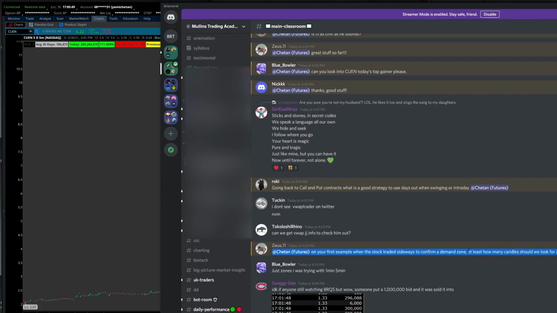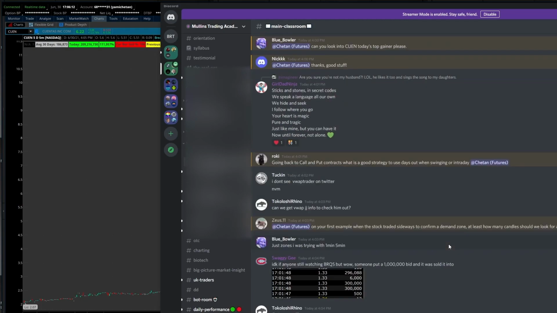On your first example, when a stock traded sideways to confirm a demand zone, at least how many candles should we look for as confirmation? There's no number. I would say multiple. If it's just 1 candle, 2 candles, it's not as strong. But my example was the 30-minute time frame, and I saw 5 or 6, and at that point, that's a couple of hours, several hours. You can say comfortably, hey, someone wants it here, or there's a lot of activity, a lot of trading going on here.